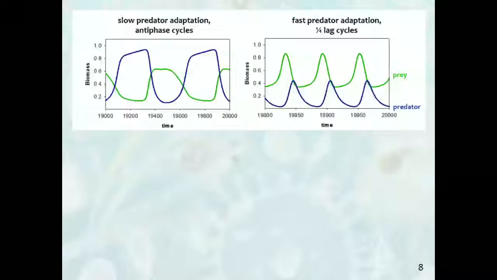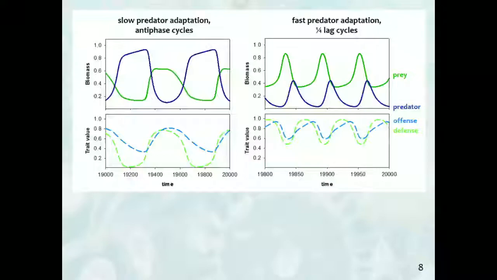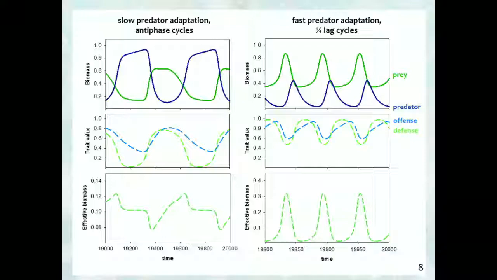So let's take a closer look at this. These are the ecological dynamics that I just showed before, and here are the corresponding trait dynamics. The trait dynamics together with the prey biomass dynamics determine the dynamics of the effective prey biomass, which looks like this. So now we can actually see what is going on.